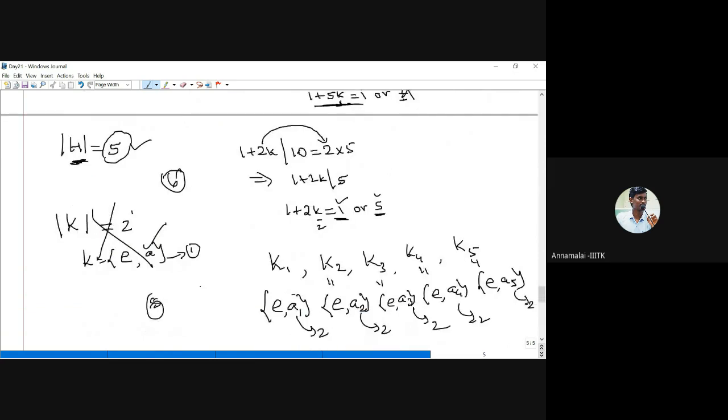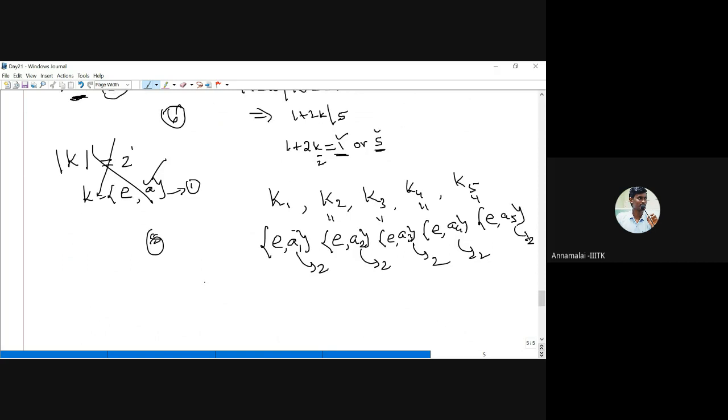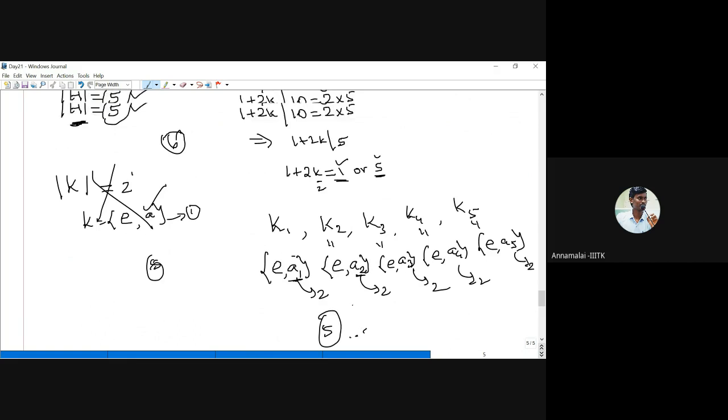So now we list all the 10 elements. 5 elements are there in the 5-Sylow subgroup. The remaining 5 elements are there in the 2-Sylow subgroups. Therefore, now in the 2-Sylow subgroups, how many elements of order 2? A1 has order 2, A2 has order 2, etc. Therefore, we have 5 elements whose order is 2. Therefore, the answer is 5.